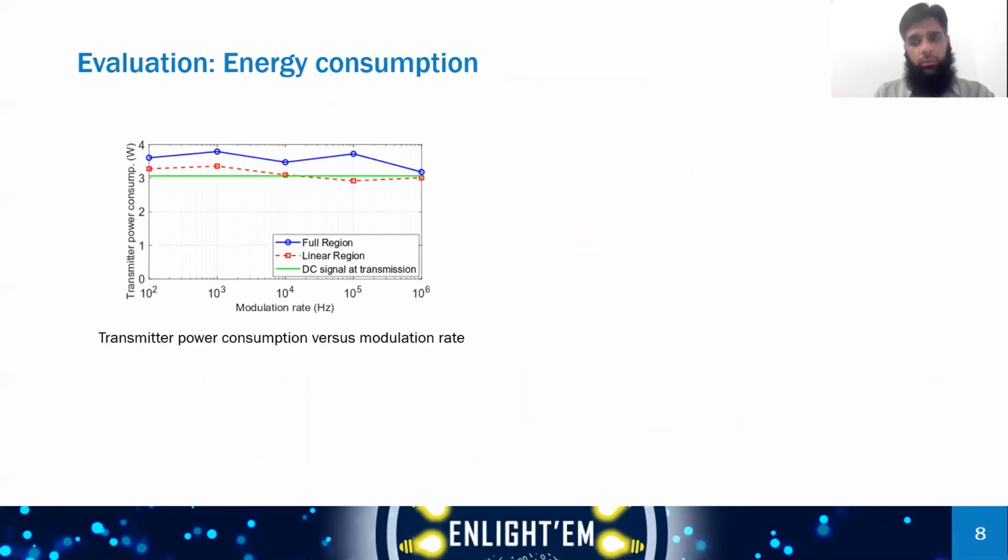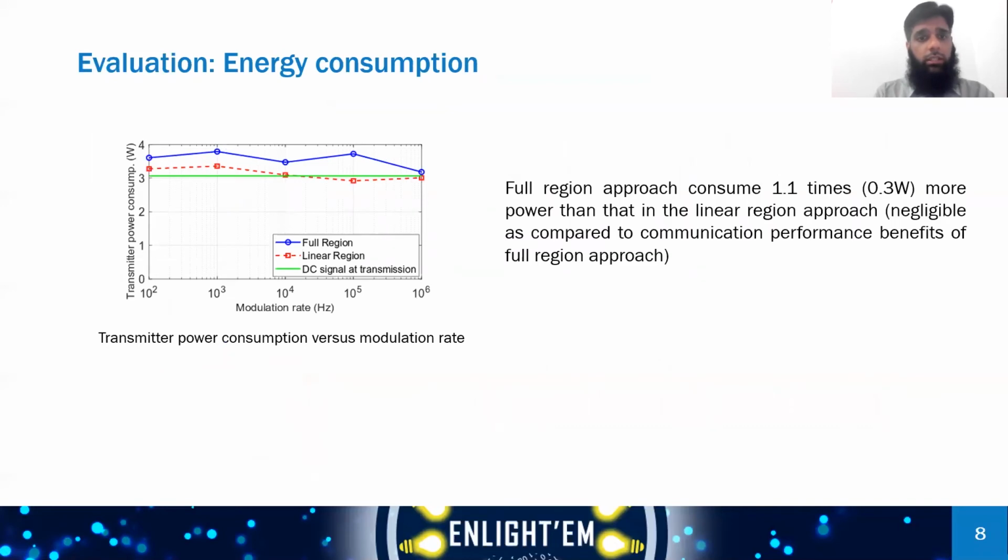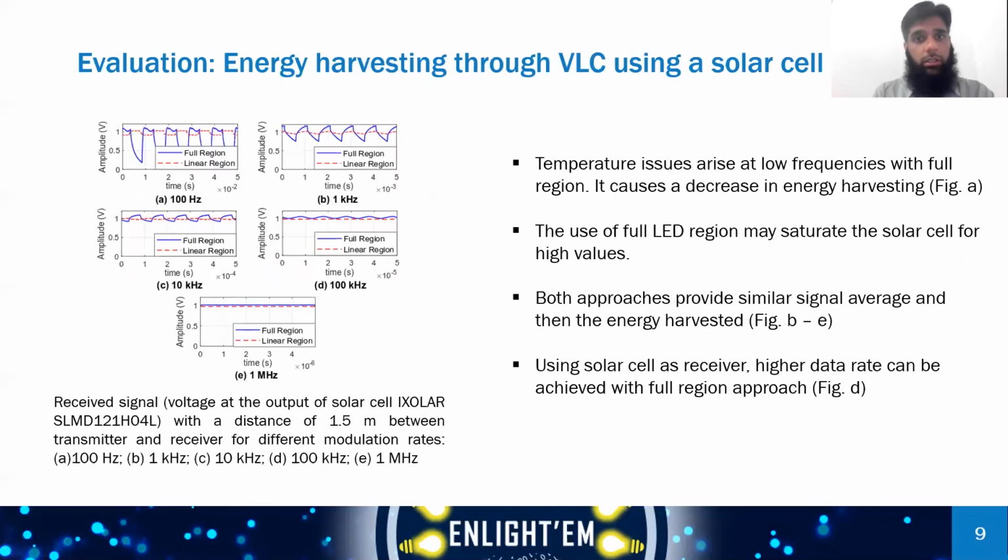And here you can see that we get the increase in SNR, but at the expense of 10% more power consumed in approach two, the full region approach, as compared to the linear region approach. So that's the price you have to pay to get the better range and higher modulation rates.